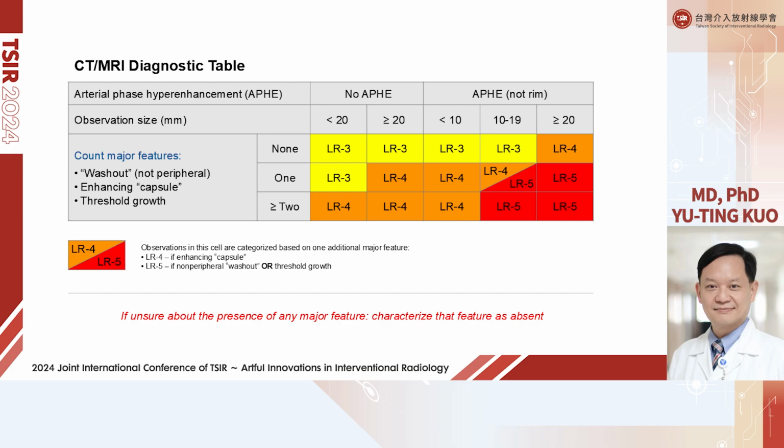So this is the table. We have arterial phase hyperenhancement. We determine whether non-rim arterial hyperenhancement is present here, and this is no arterial hyperenhancement. We measure the size. And we look at any major feature, one major feature or two major features, and fit the table. So the arterial hyperenhancement, tumor size, and the major features will determine which LI-RADS category.